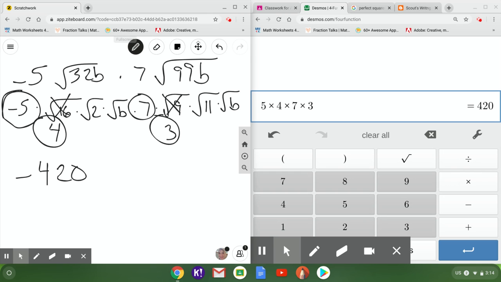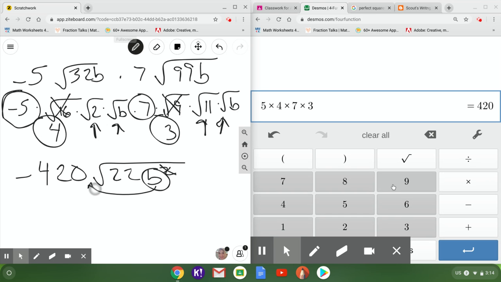Okay. And then you still have all these square roots: 2, b, 11, and b. The 2 and the 11, you can't do anything about, so that's going to be square root of 22. And then b times b is b squared, which is going to cancel out. This square root and this square are going to cancel out, so now this b is going to be over here with the 420. So it's going to be negative 420 b square root of 22.